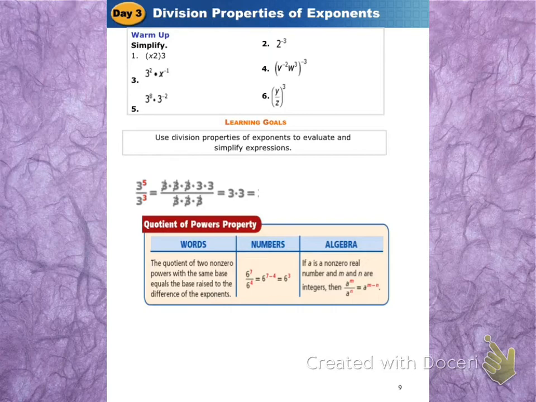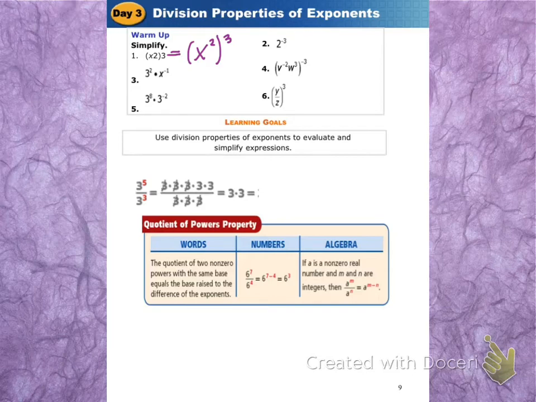We're going to be beginning day 3 of our exponent unit, and I'd like you to stop the video and try the warm-up questions 1 through 6. And by the way, question number 1 in the warm-up is actually supposed to say x squared raised to the 3rd power.